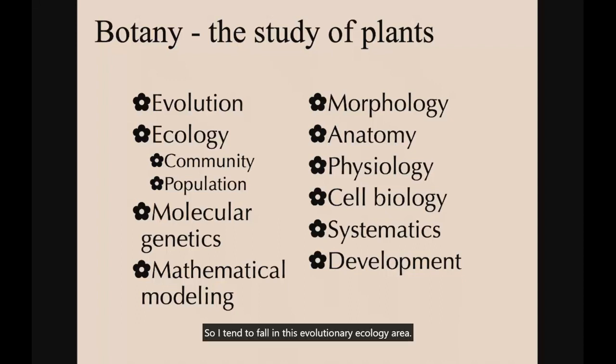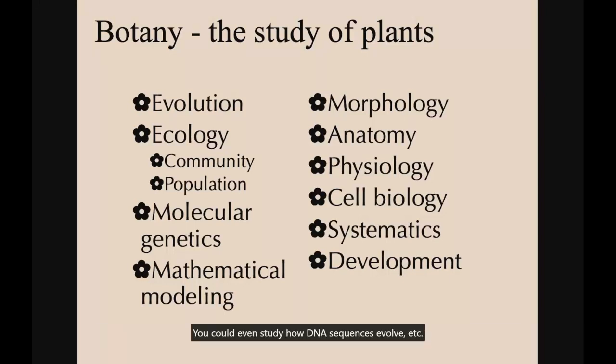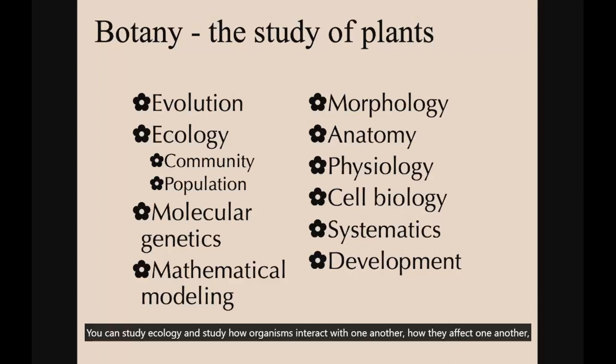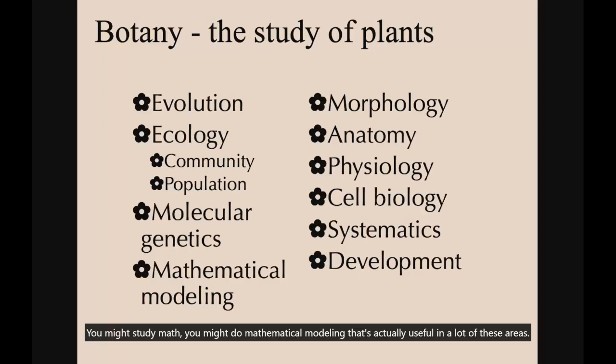a plant biologist. So I tend to fall in this evolution and ecology area, and so you could study evolution over short time periods, over long time periods, natural selection. You could even study how the DNA sequences evolve, etc. You can study ecology. You can study how organisms interact with one another, how they affect one another, why this organism lives in the desert, why this organism lives in the rainforest. You might study molecular genetics, turning genes on and off. You might do mathematical modeling. That's actually useful in a lot of these areas, evolution, ecology. You could mathematically model leaf shape and how air flows over leaves of different shapes.